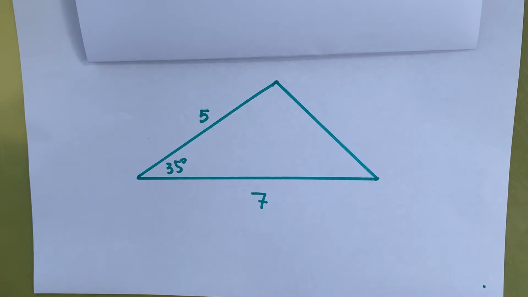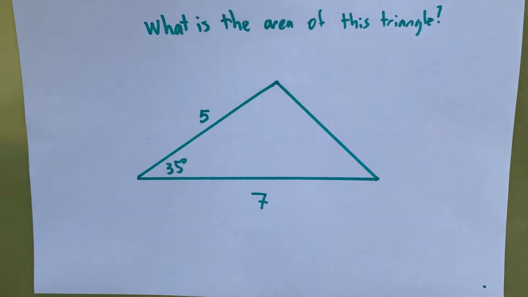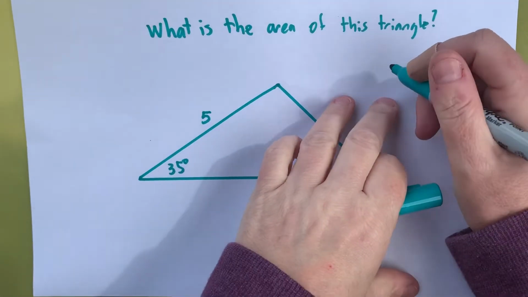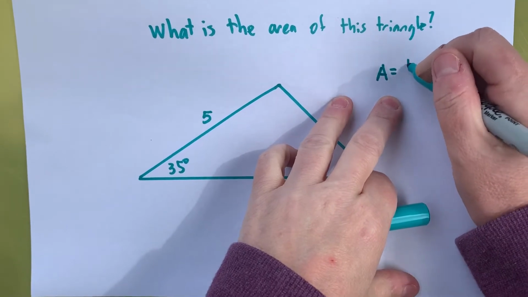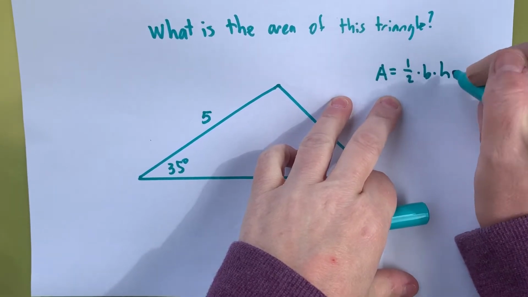I have a problem for you. My problem is this. I wonder what the area of this triangle is. All right, well, hey, let's think about it. I've got a side, I've got an angle, I've got a side, and let's think about things that we've known since we were in middle school: that the area of a triangle is 1/2 times the base times the height.